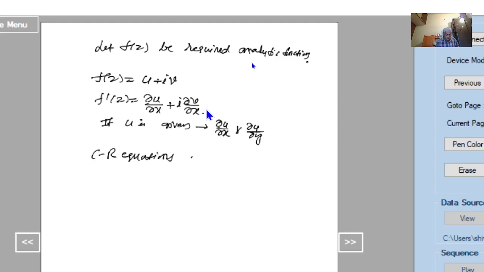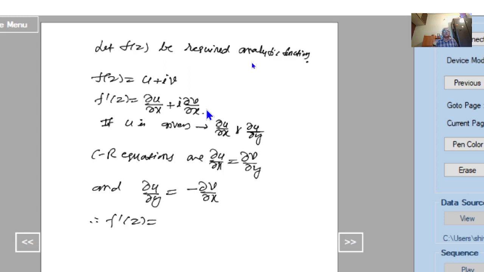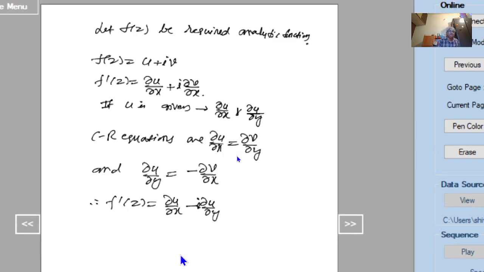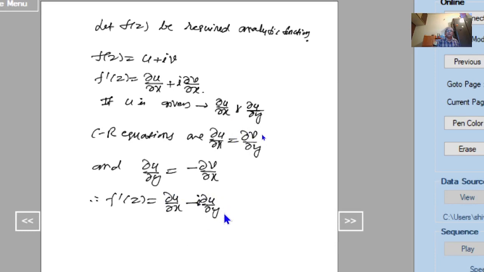Cauchy-Riemann's equations are dou u by dou x is equal to dou v by dou y, and dou u by dou y is equal to minus dou v by dou x. Therefore I can write f dash of z is equal to dou u by dou x plus i times dou v by dou x, which can be written as dou u by dou x minus dou u by dou y times i. So here we can find dou u by dou x and dou u by dou y.